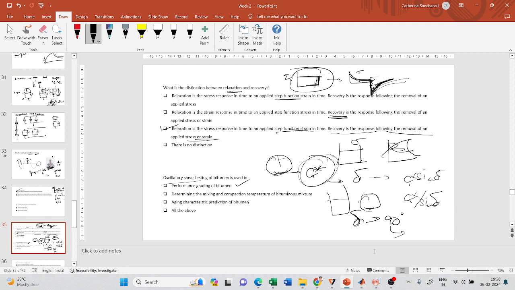And for mixing and compacting, we want the material to show a viscous or Newtonian response for evenly coating the aggregate particles. So it is also used for determining the mixing and compaction temperature of bituminous mixtures, and for aging characteristic prediction of bitumen. So this testing is used for all the above three cases.